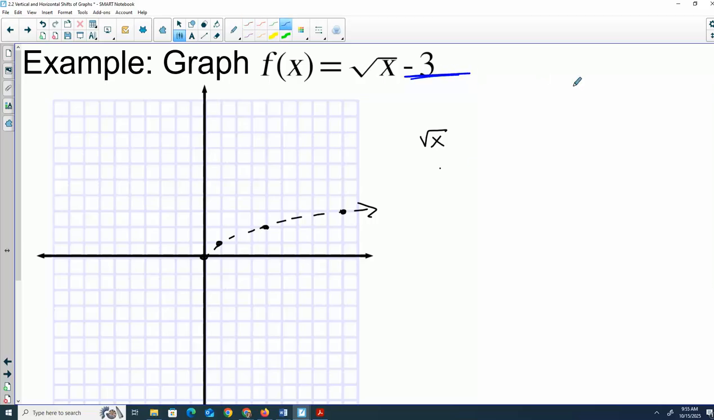What will a minus 3 outside that do? Outside is y, it does what it says. So I take each of those points that I just plotted and move them down 3. The shape of my graph doesn't change. And so it looks like that. Any questions there?